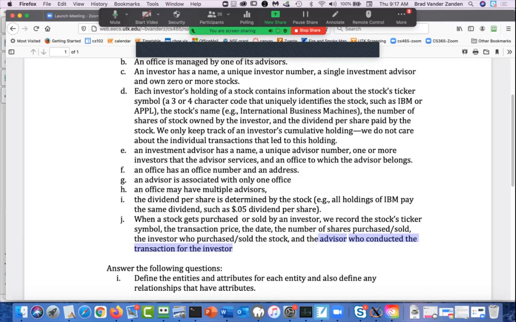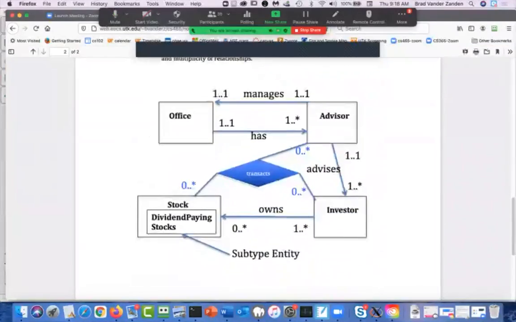But the fact that this is all being described in one sentence or one bullet point points to the fact that it might be all part of the same relationship. I'll show you something else that might get you to the fact that it is a three-way relationship in a moment. But before I do that, I'm going to show you what we have so far.